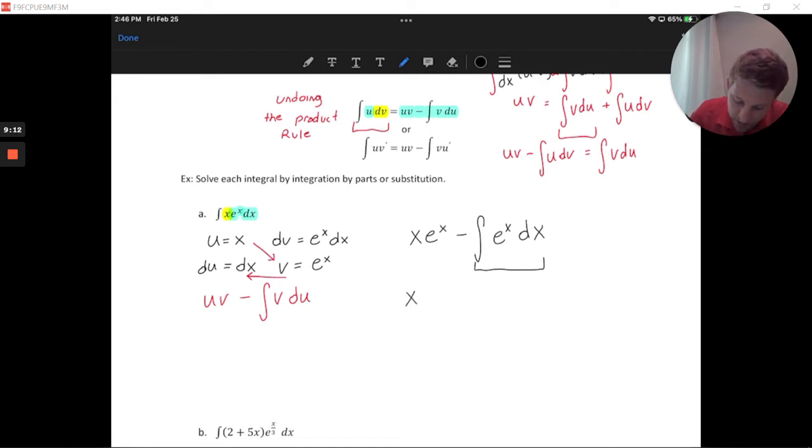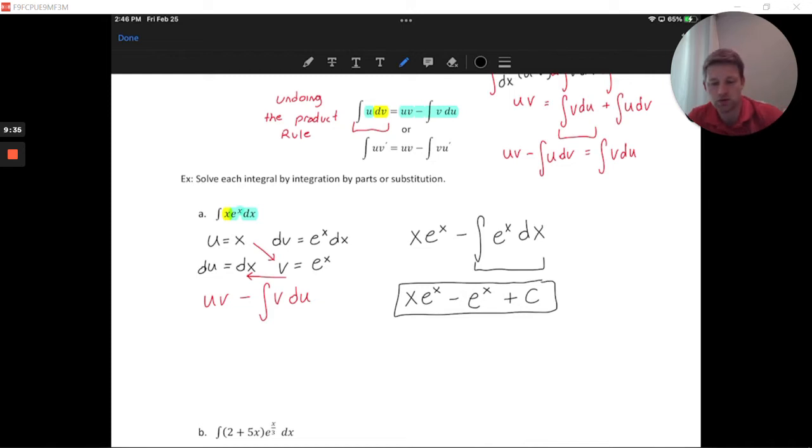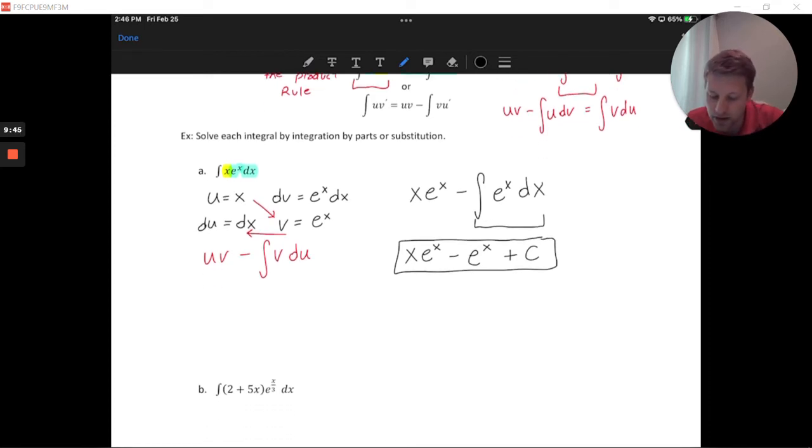So we get to keep x e to the x here. Subtract the antiderivative of e to the x, which is still e to the x itself. No change. And like all antiderivatives here, we need to attach that plus c. So this gives us our final result of our integral of x times e raised to the x power. So that's our first integral by using integration by parts.